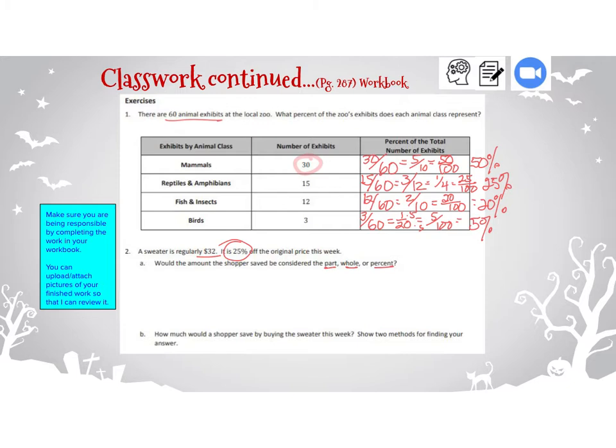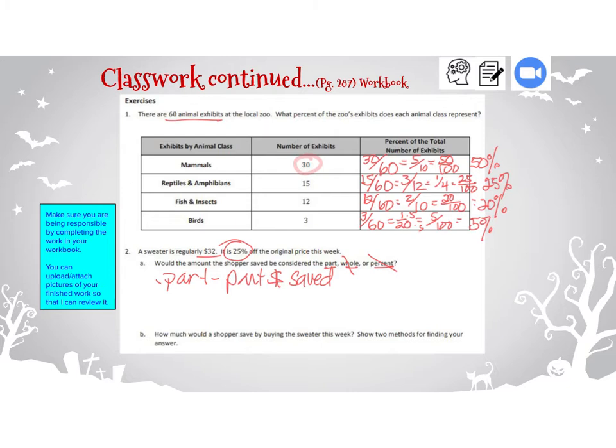Well, it's not going to be whole because the whole is going to be the whole cost. So not the whole thing. And then it says, is it going to be the percent? No, because that's the 25%. So it has to be part. It's going to be part of the cost, right, that's saved. Part of the money saved from the original price.